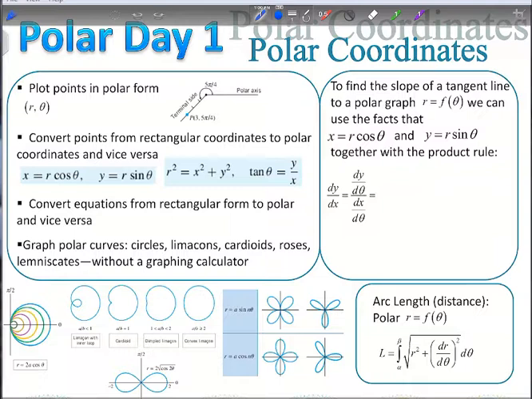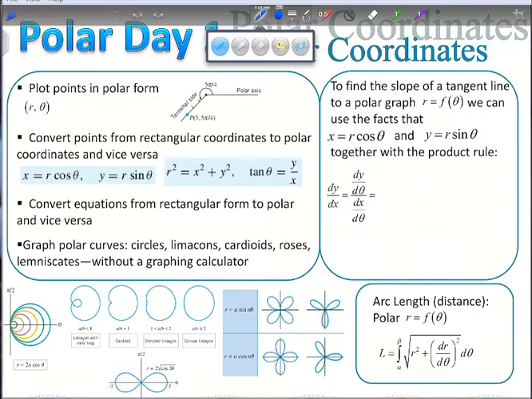The review things are on the left side of the slide. And the newer things, the calculus things, are on the right side. Those will be the new things. We're looking at the slope of the tangent line and arc length. So those are our goals for today. So let's start with our older stuff.